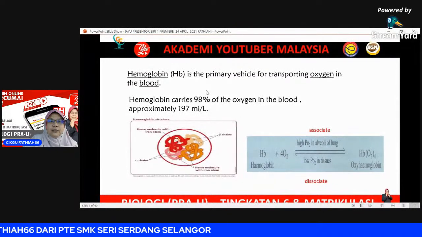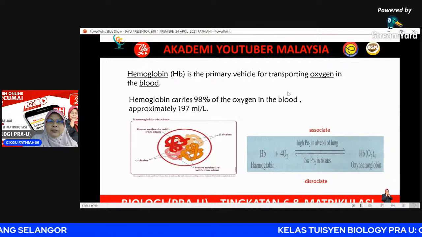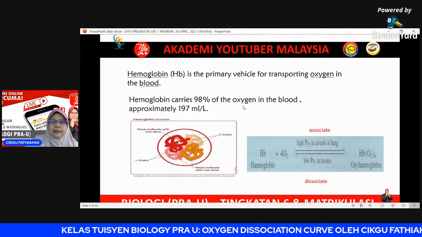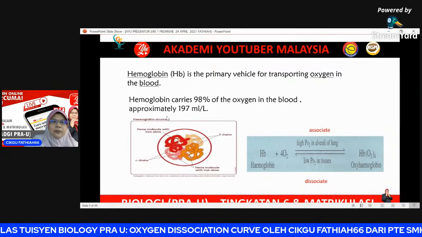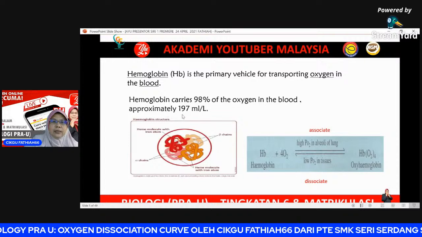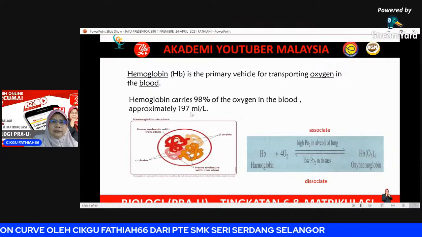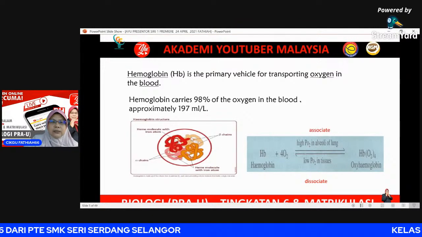What is hemoglobin? Hemoglobin is the primary vehicle for transporting oxygen in the blood. Hemoglobin carries almost 98% of the oxygen in the blood. Approximately 167 milliliters of oxygen is carried by 1 liter. So this is the structure of hemoglobin.